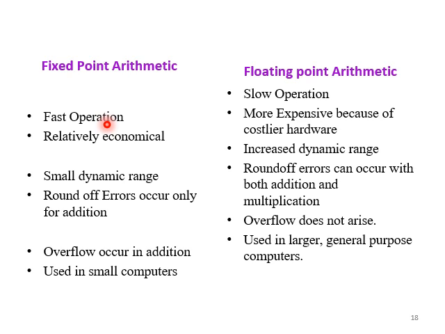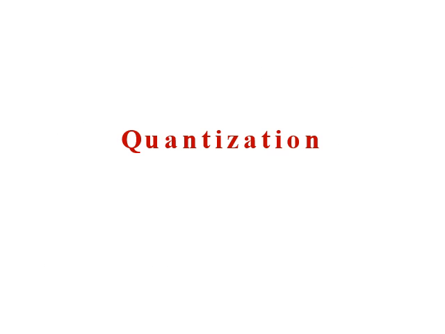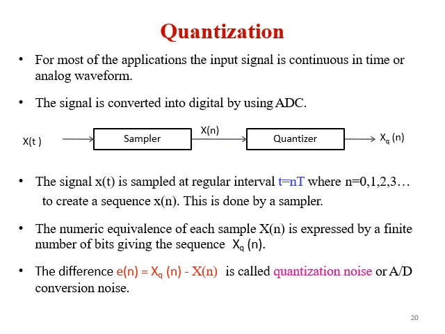Next, after representing all the number representations, let me start with quantization. Quantization, or the quantizer, converts a discrete time continuous amplitude signal into a digital form. While doing quantization, for most applications the input signal is continuous in time, an analog waveform, so I need to convert it into digital by using an A to D converter, an analog to digital converter. So we need a sampler circuit, and then we need quantization.